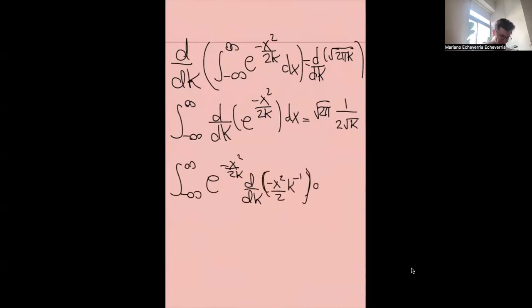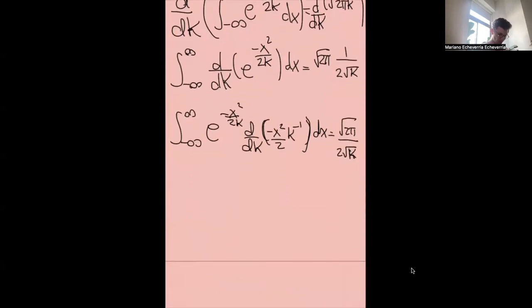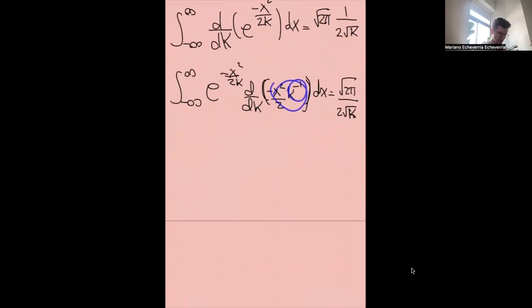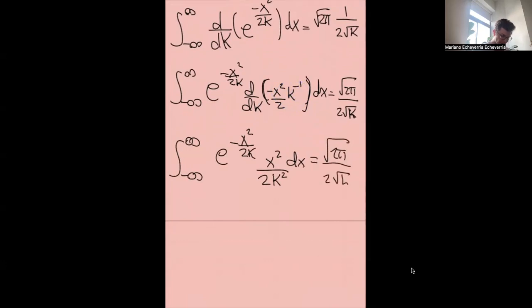That's basically what you get from the chain rule. The derivative is the exponential itself times the derivative of the inside with respect to k. When you take the derivative with respect to k of this, this minus cancels this minus, and this becomes k to the -2. So you just get the integral from minus infinity to infinity of e to the minus x squared over 2k times x squared over 2k squared dx equals root of 2π times 1 over 2 root of k.